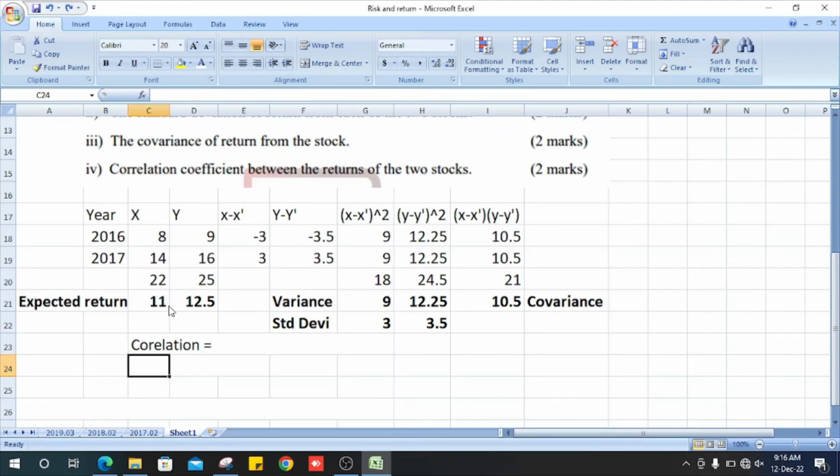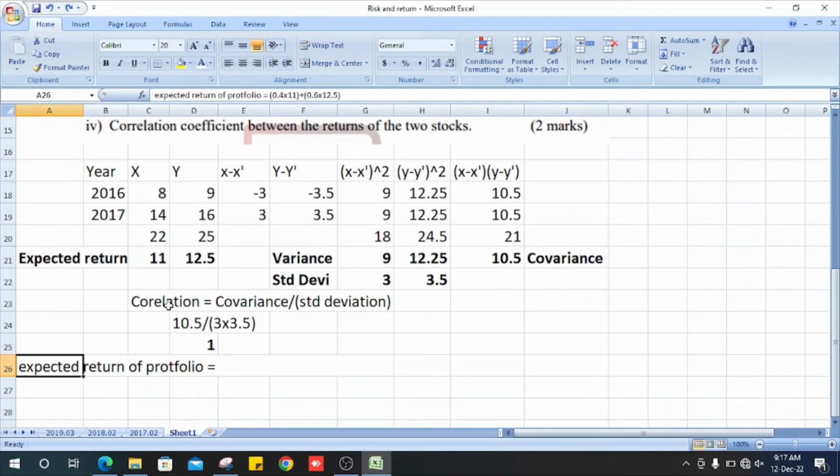Next they ask for the correlation. How do we get the correlation? The covariance divided by the standard deviations. In this case the covariance is 10.5, divided by the standard deviation of X, which is 3, and the standard deviation of Y, which is 3.5. 10.5 divided by 3 multiplied by 3.5 gives the answer, 1. The correlation is 1.